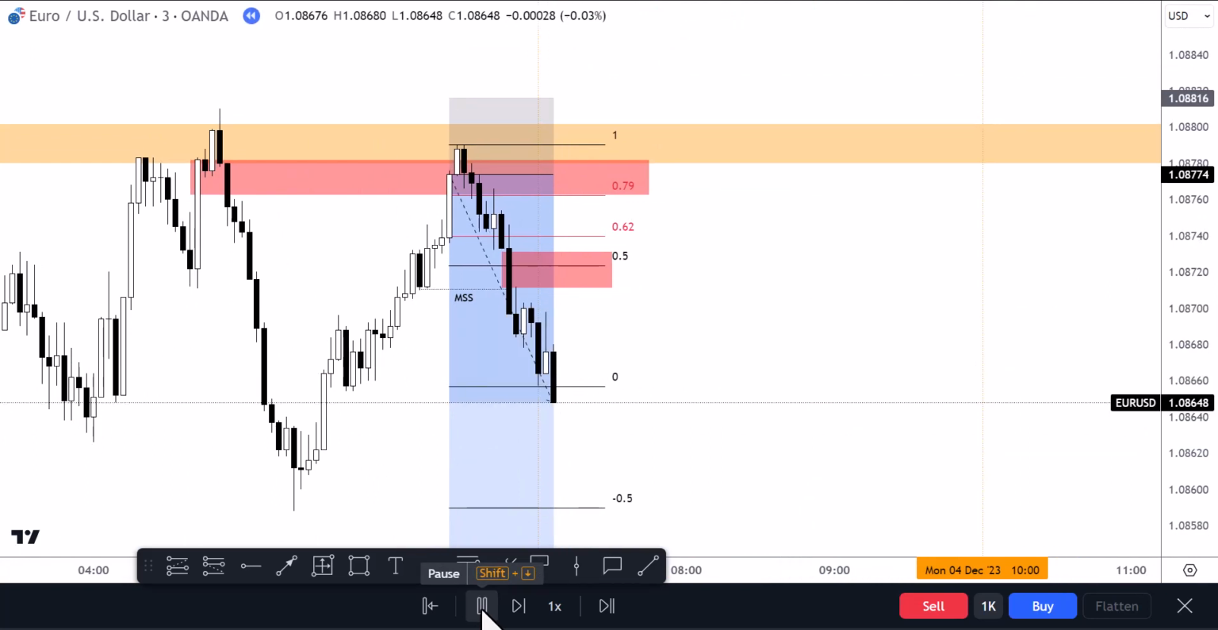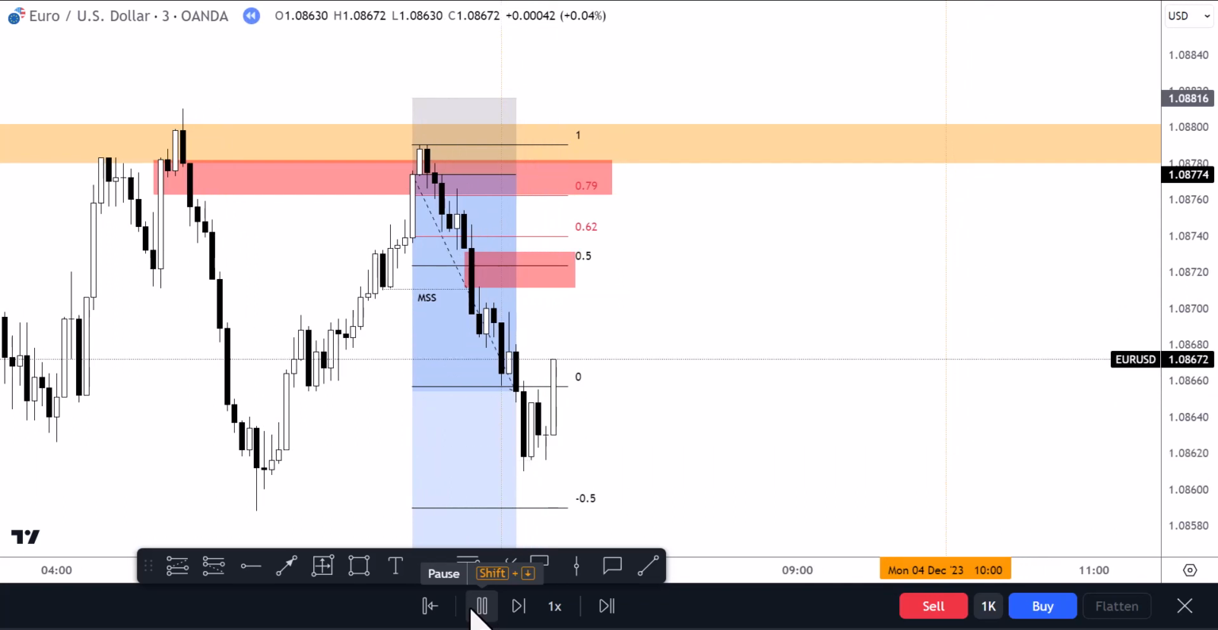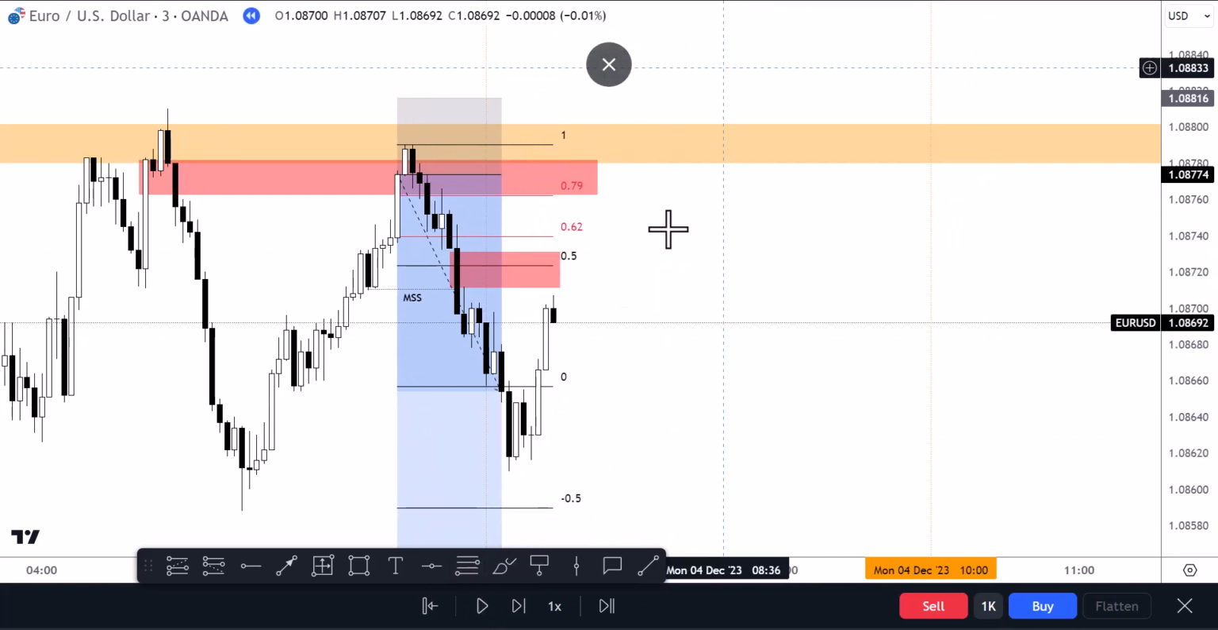Okay, price is running up. Heads lower. Okay, it's starting to correct. It's moving back up. Okay, let's stop right here.